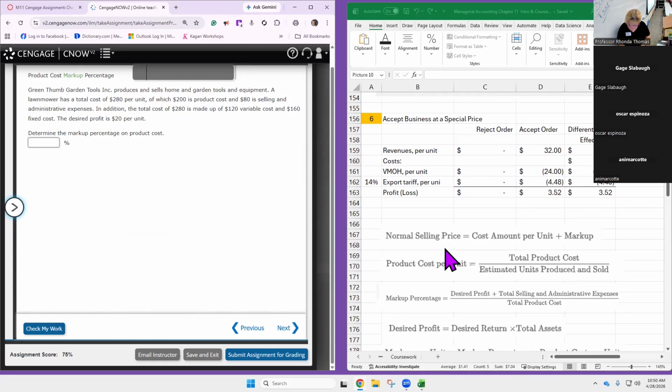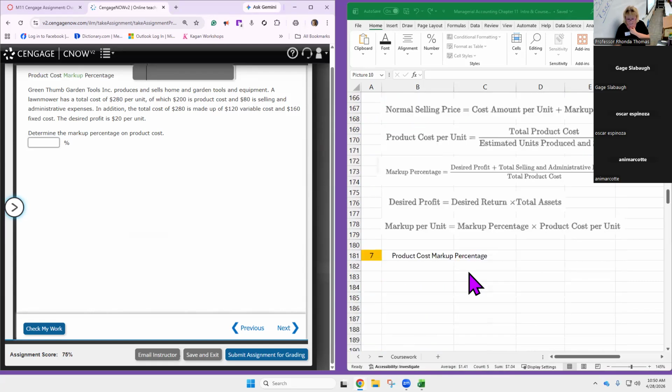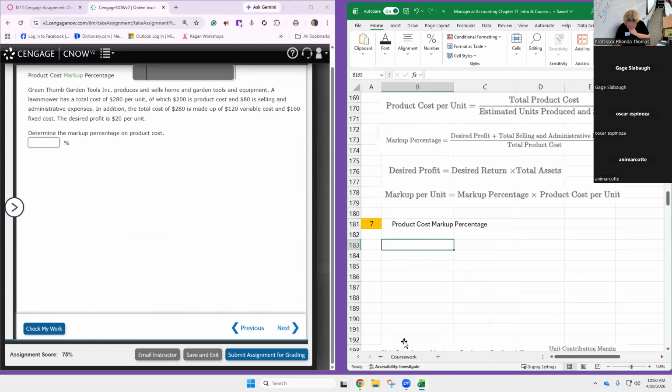We're Green Thumb Garden Tools. We produce and sell home and garden tools and equipment. A lawnmower has a total cost of $280. Let me read it and then we'll go back and put in information. So our total cost is $280 per lawnmower, of which $200 is product cost and $80 is selling and admin. In addition, the total cost of $280 is made up of $120 variable cost and $160 fixed cost. The desired profit is $20 per unit.